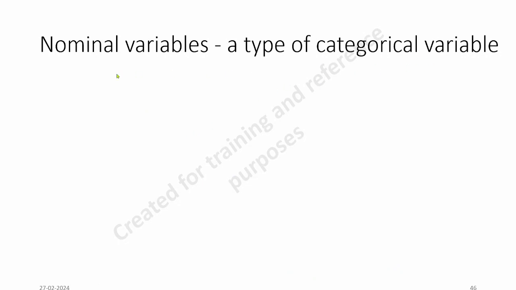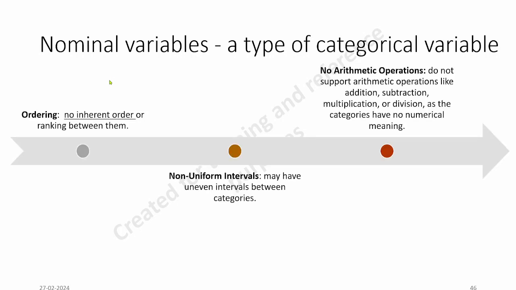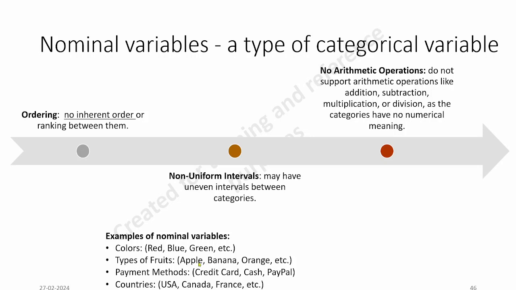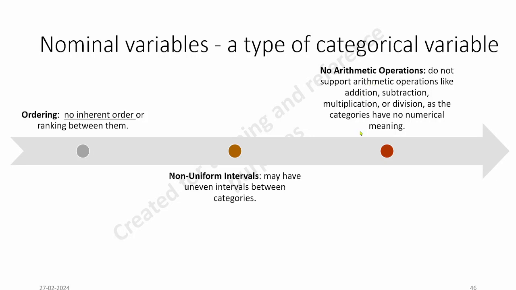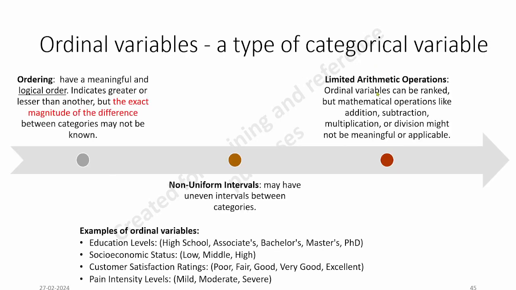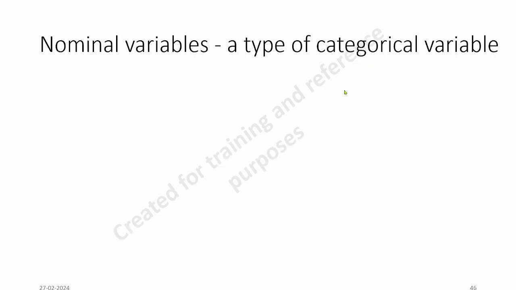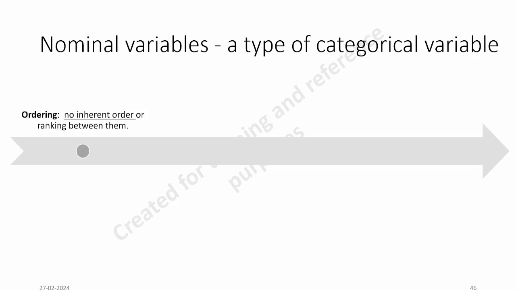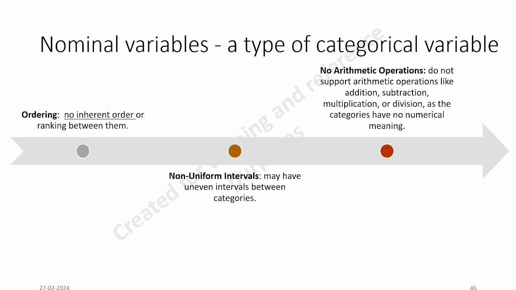Another type of categorical variable where there is no order is called a nominal variable. Let's take an example first. The type of fruit. There is no order. Apple, banana, orange, payment method, there is no order, right? Countries, no order. So where we have no order, that is called a nominal variable, and there is no arithmetic operation applicable in such cases. Even in the previous case with ordinal, you have limited arithmetic operations. You cannot have the whole range of addition, subtraction, multiplication, and so on and so forth.